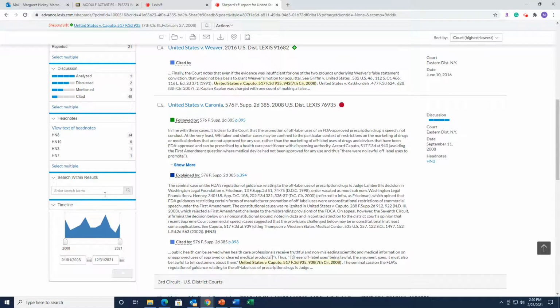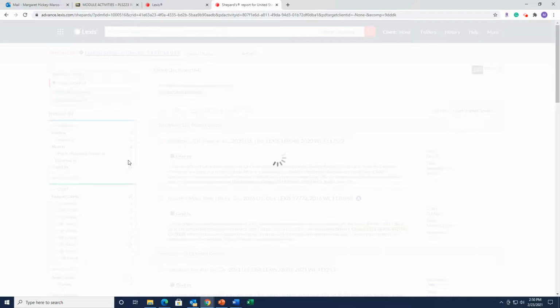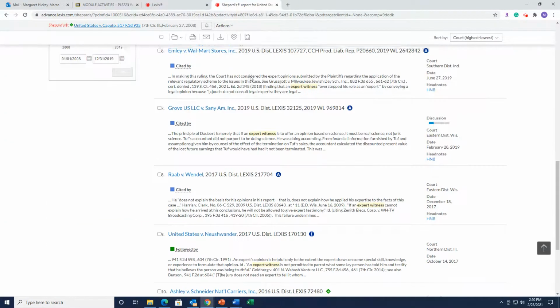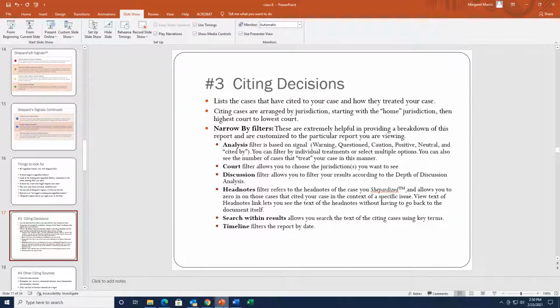Search within results right here. I can look for all the cases that talked about an expert witness. So what I'm doing is like a little mini search. I'm searching through all of these cases for those terms. So if I'm using Shepard's to find other similar cases, 24 of them use the phrase expert witness. So that's pretty cool.